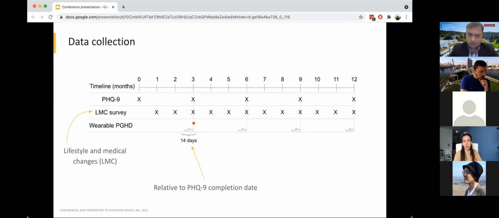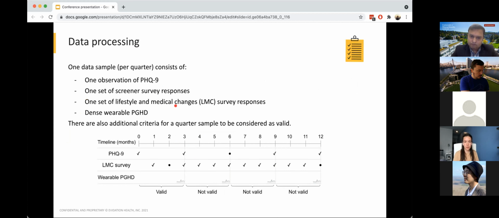So the final goal with this work would be to generate more frequent intermediate PHQ-9 labels, so like for months 1 and 2 here, which will be used in combination with reference labels to reduce the sparsity of our data set. So in order to create our classification model, we needed to create data samples. So again, we generate one data sample per quarter, and one data sample consists of one observation of PHQ-9, one set of screener survey responses completed at baseline, one set of lifestyle medical changes survey responses, and dense wearable PGHD.